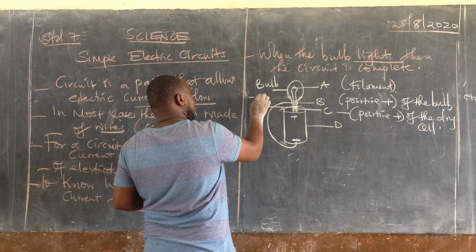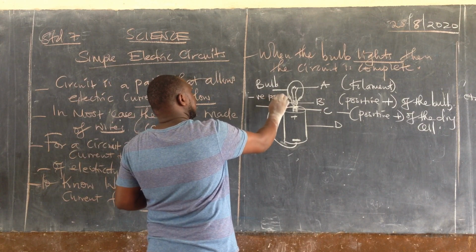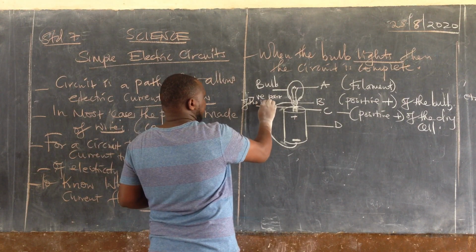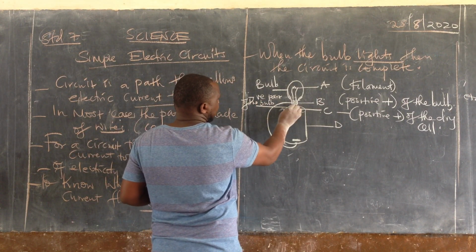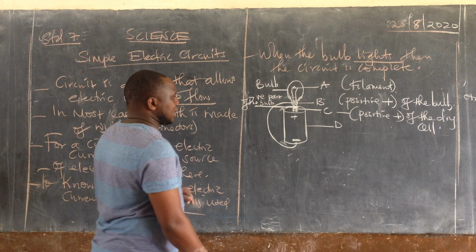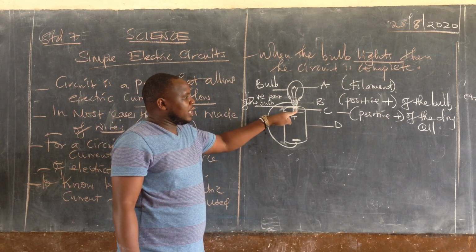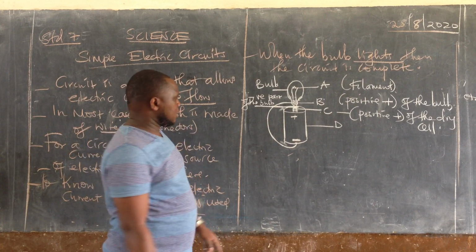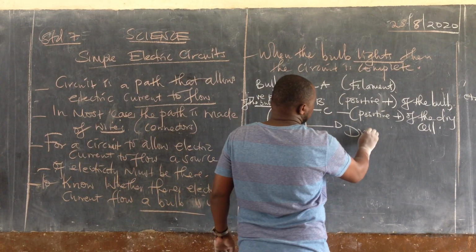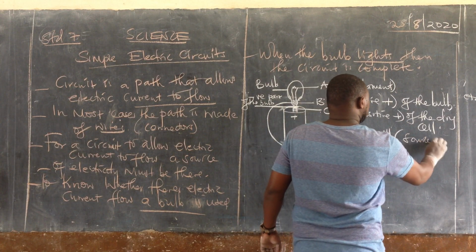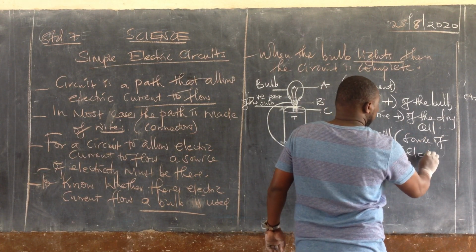The negative part of the bulb, this part here. The black part is the negative part of the bulb that lies on this part of the dry cell. And of course, number D is the dry cell. Now the dry cell in this case is the source of electricity.